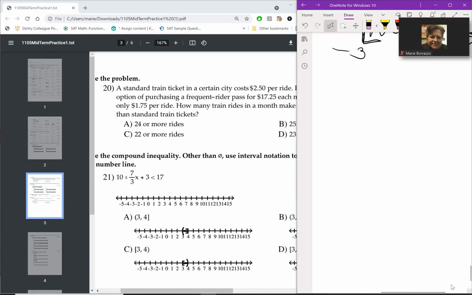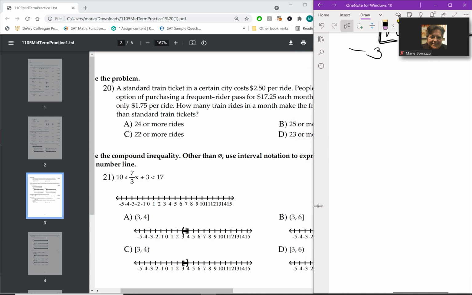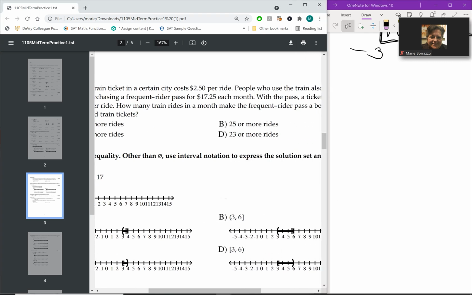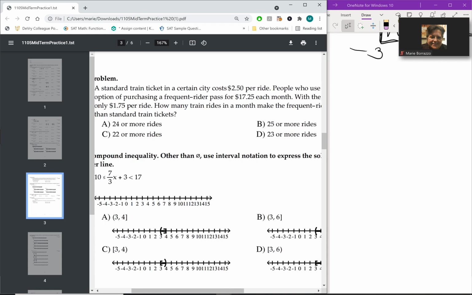Okay, so we're at number 20. When you read number 20, this is a typical PSAT question when they give you a word problem. So if you look carefully at the question, it says, a standard train ticket in a certain city is $2.50 per ride. Remember I said whenever they say per ride, they mean literally times x.